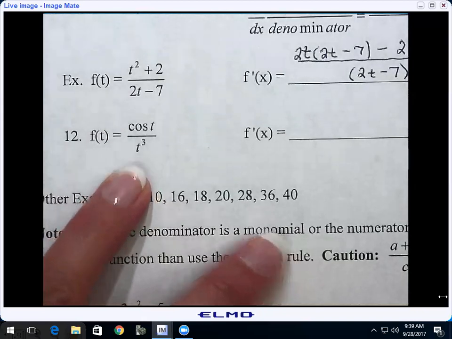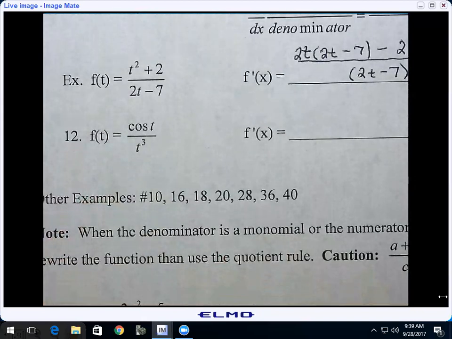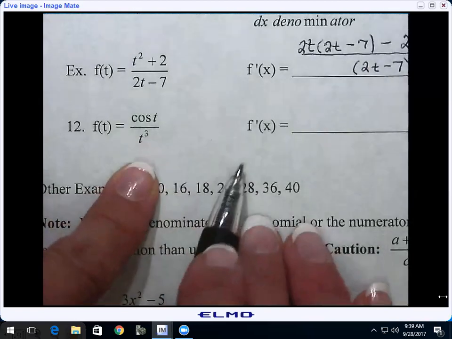I could write this as t to the negative 3 times cosine t and use the product rule. I don't think that would end up being easier. And I'm not afraid of the quotient rule, so I'm just going to use it. It begins with what?